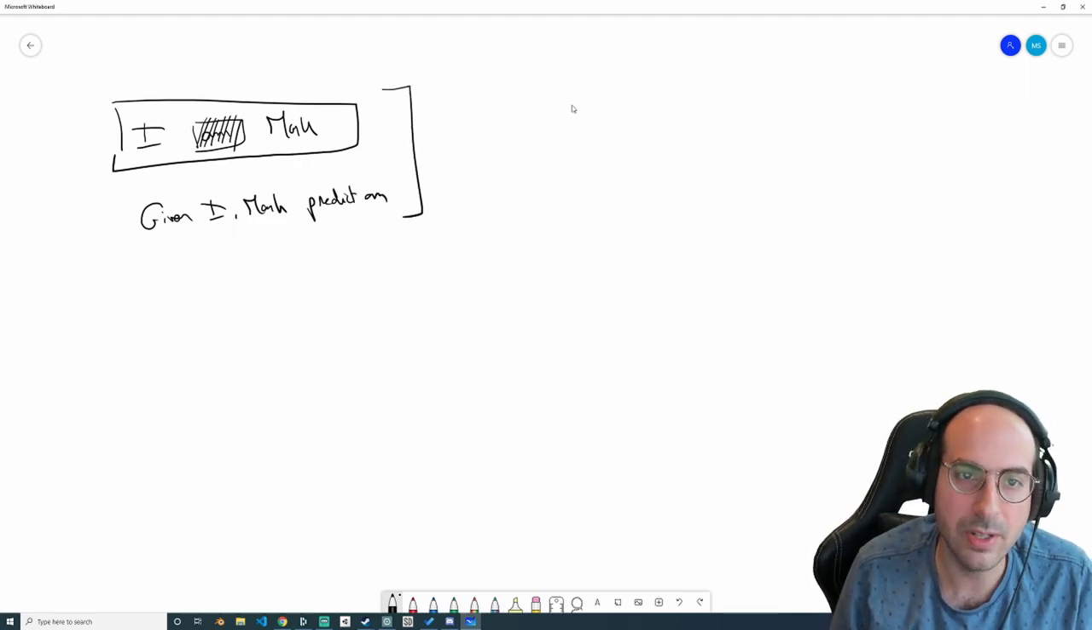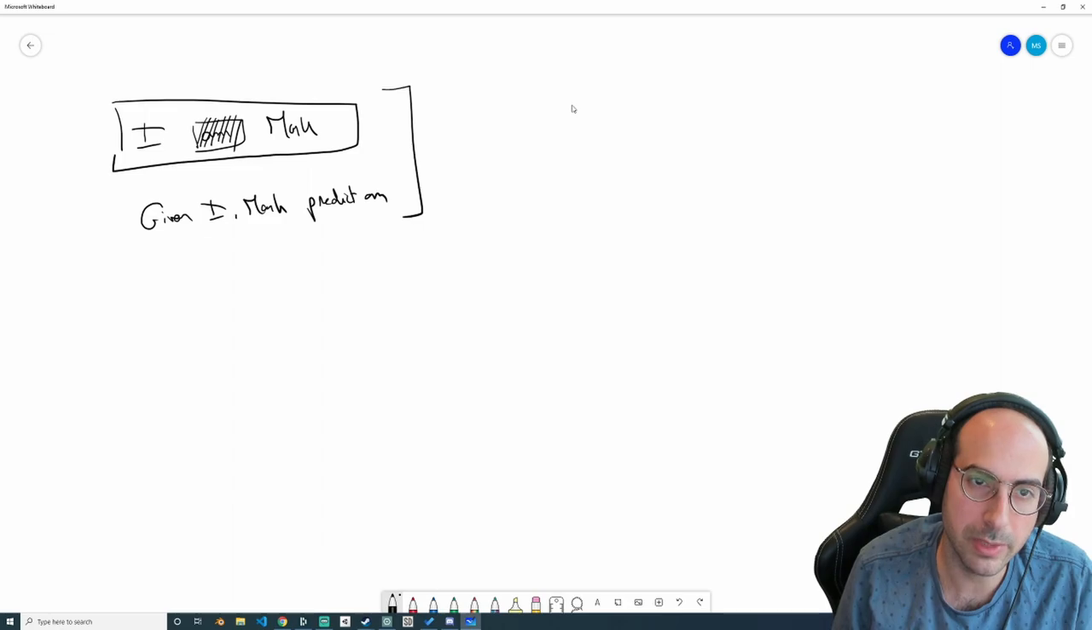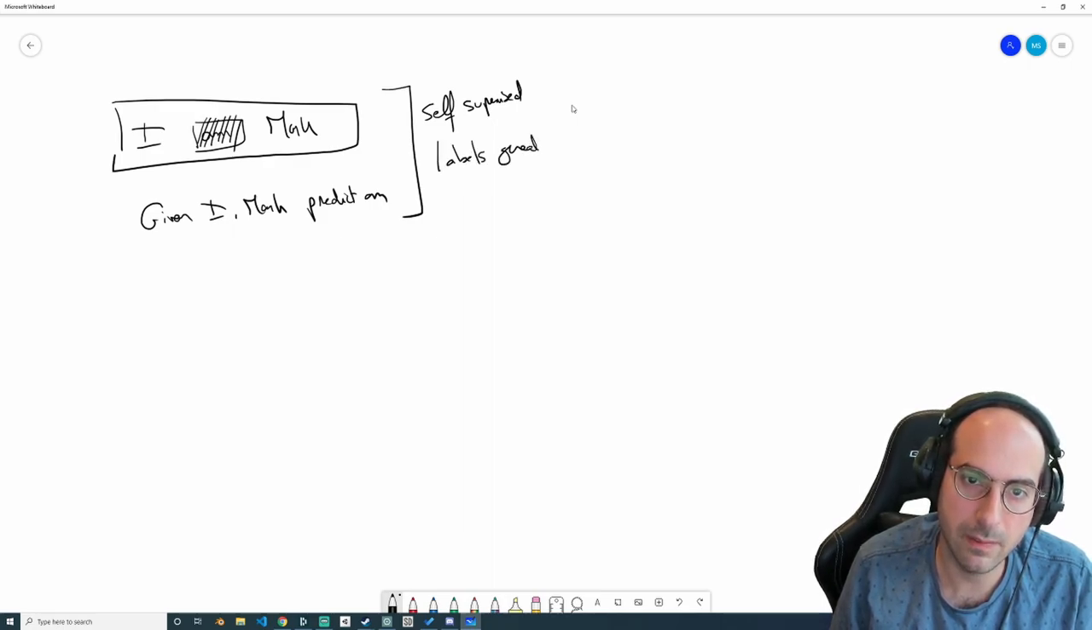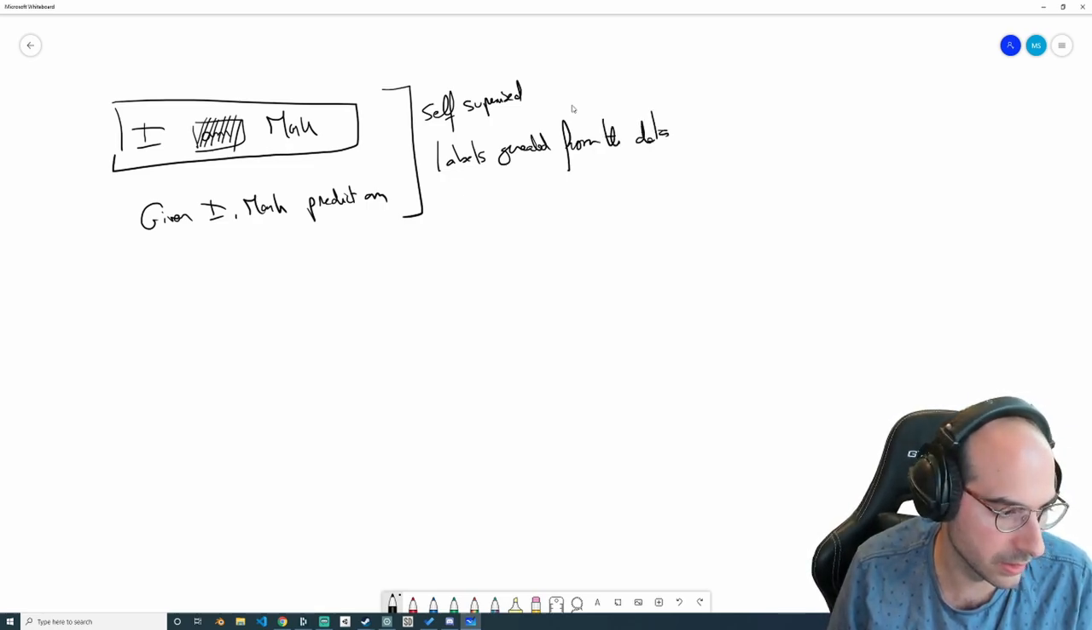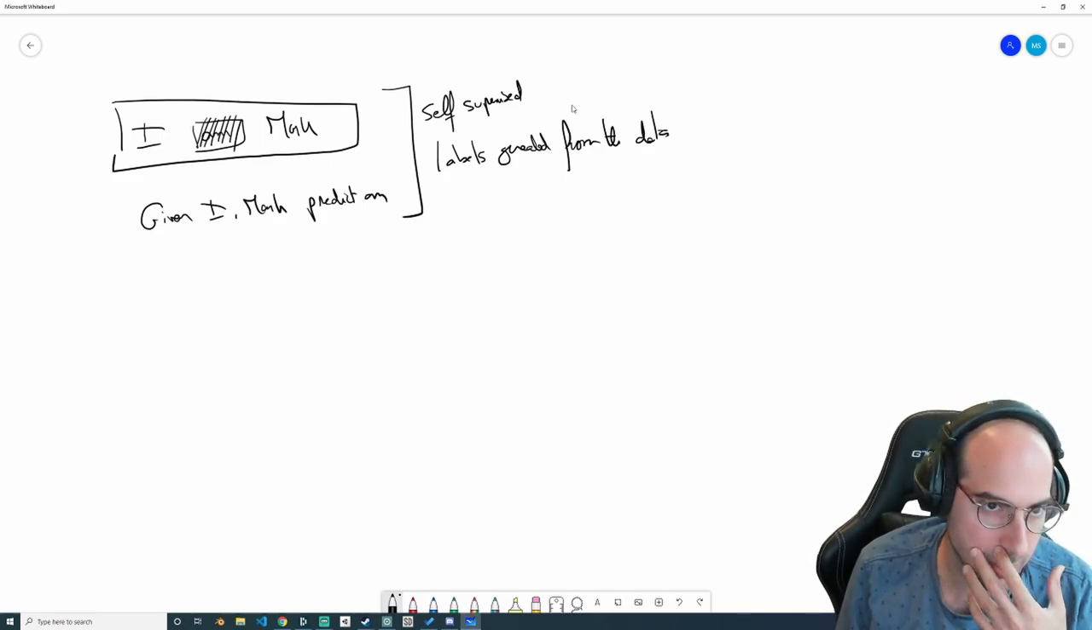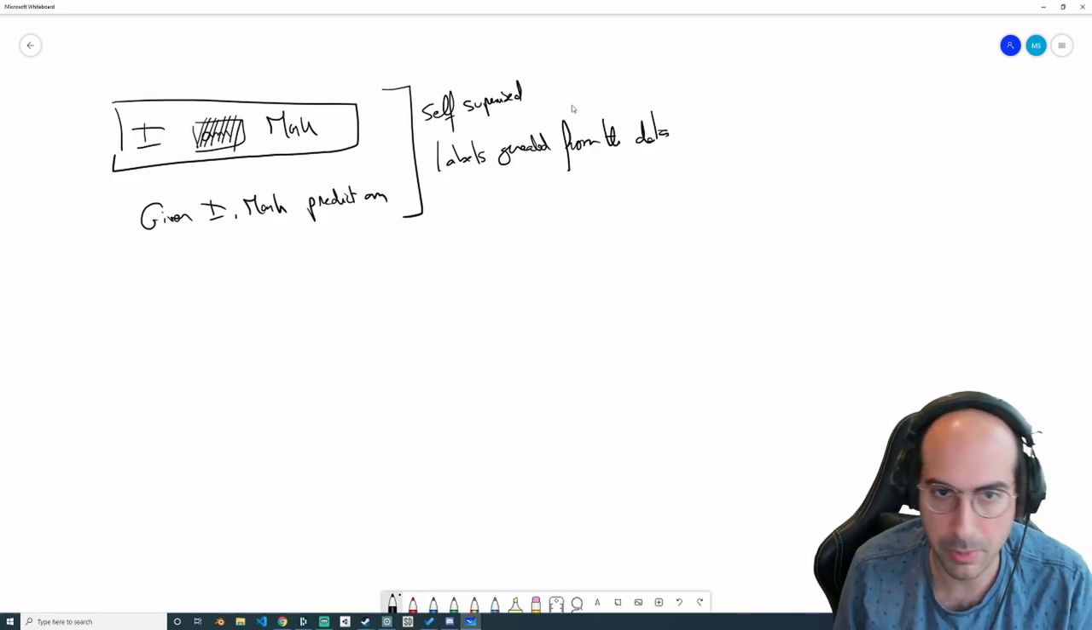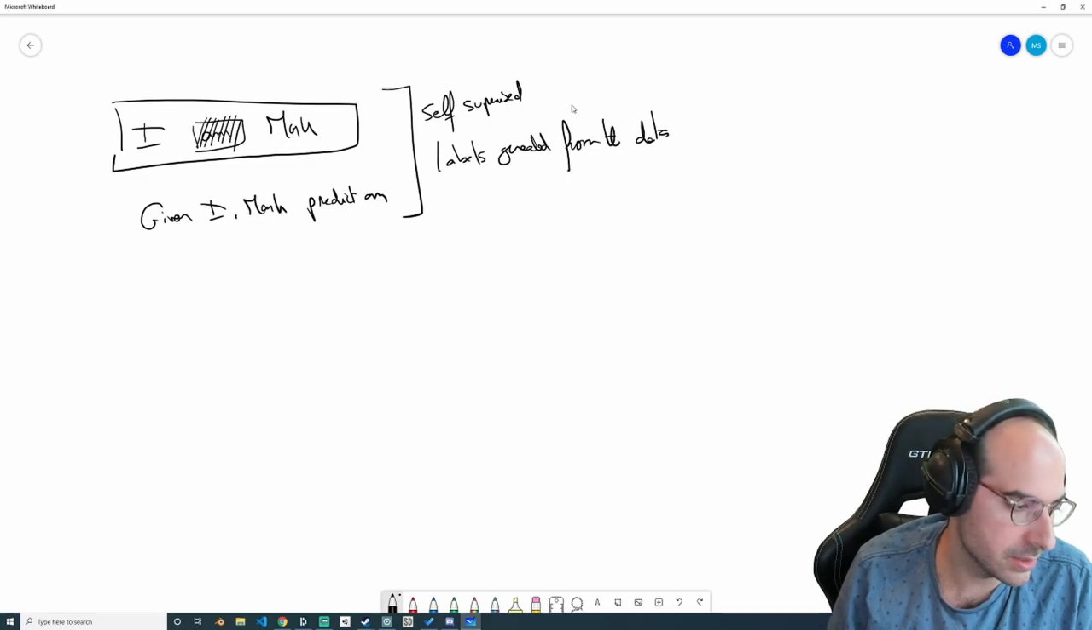So this is not supervised exactly, because there are no human labels. It's called self-supervised because the labels are generated from the data. You know what the correct word is, it's "am", based on the data set. And so you're just trying to figure out what that word should be. So contrastive learning is a similar idea.